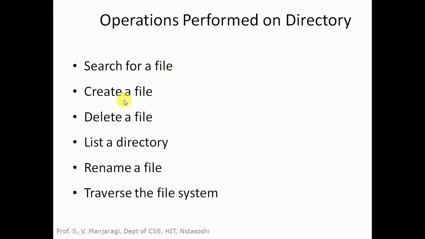Second operation is create file. If you want to create a file, then it must be created in the directory. Delete a file. We can delete a file from the directory. That is the delete file operation. List a directory. The contents of a directory file can be listed. There is a command called ls in Unix. ls stands for the list directory command. In DOS, there is a command called dir, that is going to list the contents of the directory file.